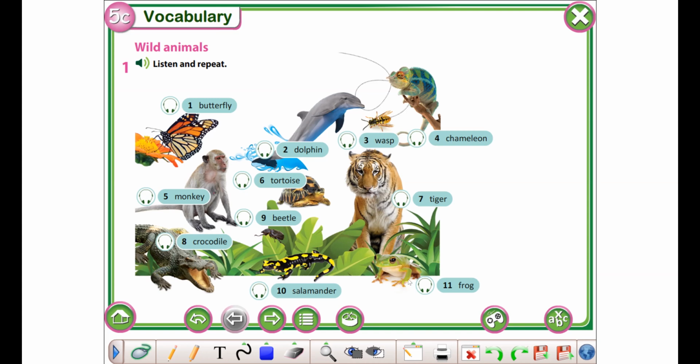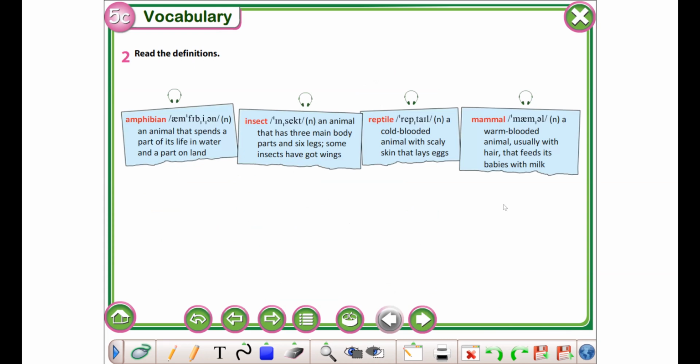Oh well, so these are animals from our environment. And now we are going to continue and match these animals with their category. So read the definitions and list the animals in exercise 1 under the headings. Say or write sentences as in the example. Okay, so the first one is about amphibians.